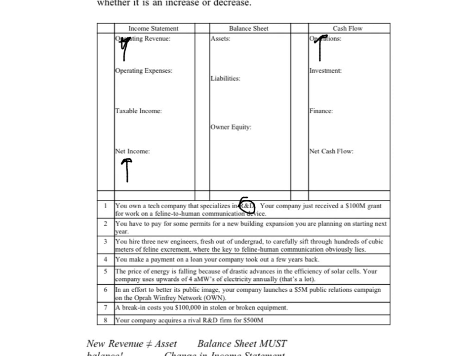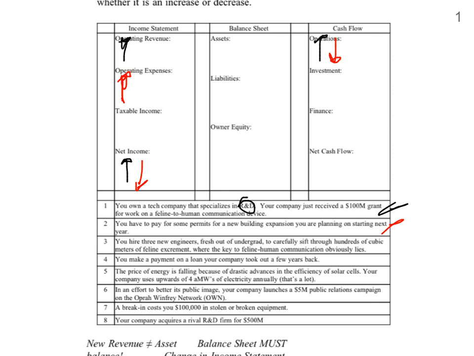You may have another way where you interpret it, this is also a liability, but I think this is the simplest way of interpreting this one, and I like simple interpretations for this class because we don't want you to end up being accountants, we just want you to know what they're doing. You have to pay for some permits for new building expansion you're planning on starting next year. That's just going to be a simple kind of expense, so there's an increase in expenses. That means that there is a decrease in net income and a decrease in cash from operations. So that's the red one right there.